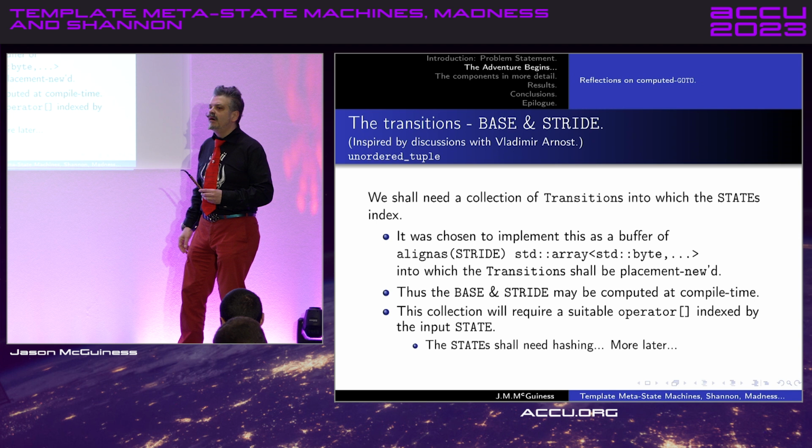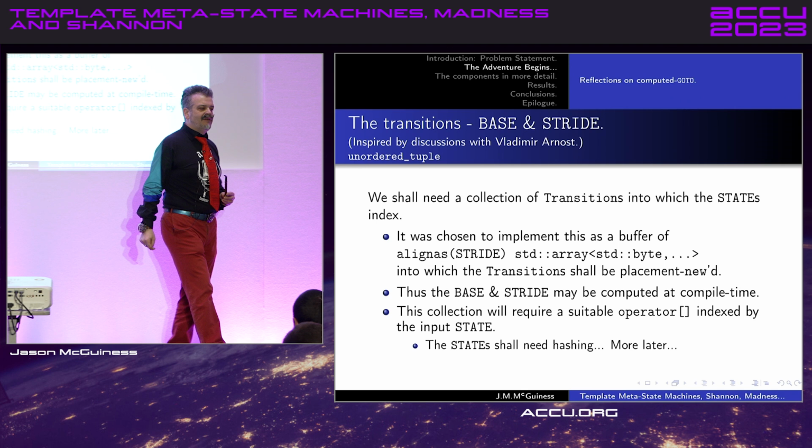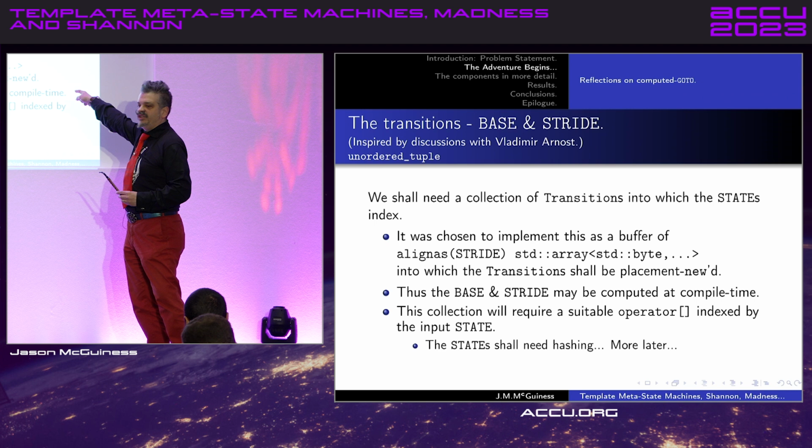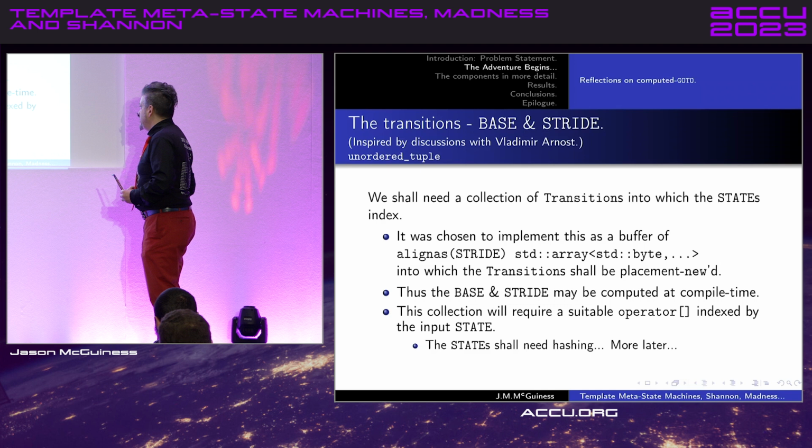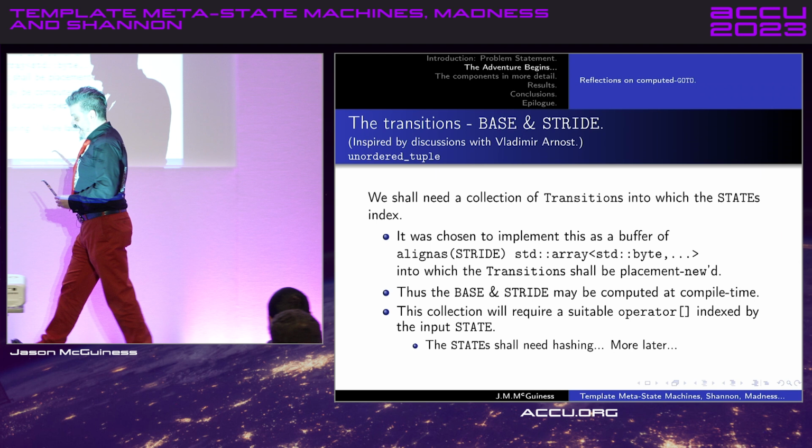But these input states are effectively random numbers, which means my standard array of standard byte with the size in it is going to be very big. And that's very bad for my L1 cache, dcache, which is only about 32 or 64 kbytes in size. So I want to make it smaller. So therefore, I'm going to have to hash. Yes. Oh, my.